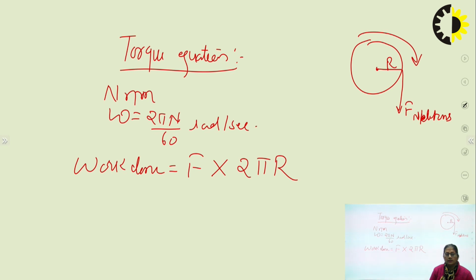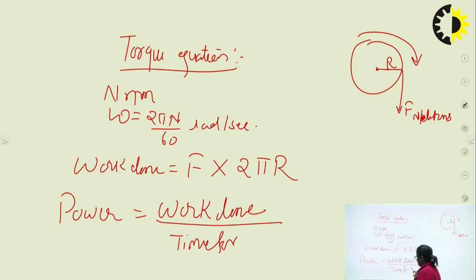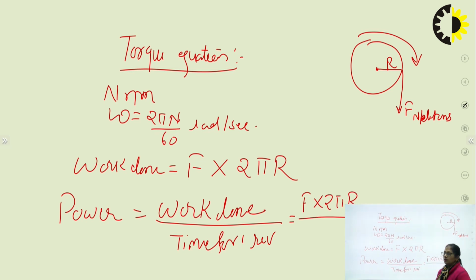If that is so, what is the power actually developed? The power developed while doing this work is given by the work done upon time, that is, the work done in one revolution divided by the time taken for one revolution. The work done we have just got as F into 2 pi r. Now, the time taken for one revolution.